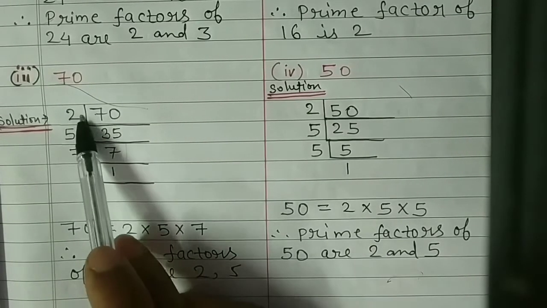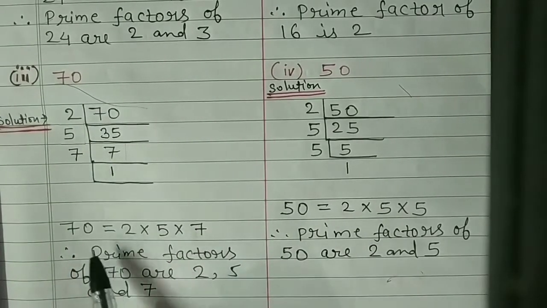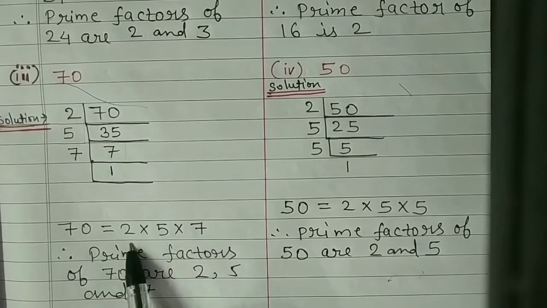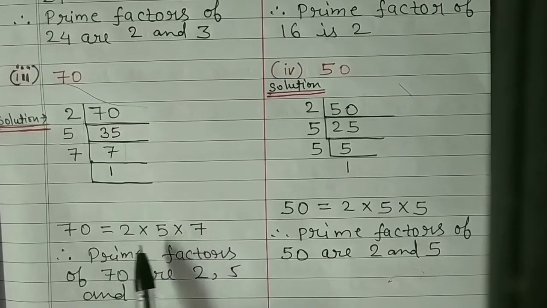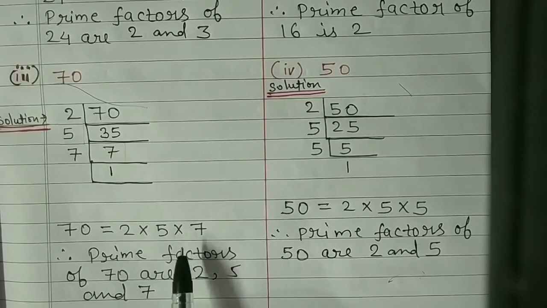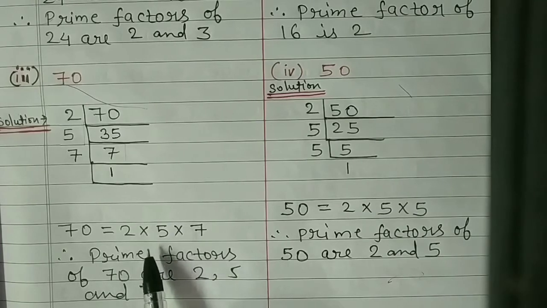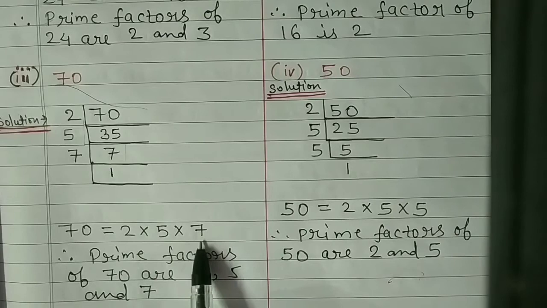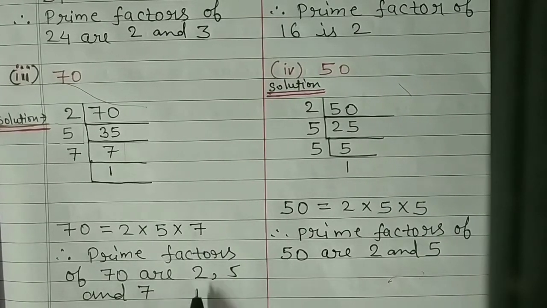Okay? So, these are the prime factors of this number 70. Okay? So, I have written here 70 equal to multiplication of these numbers 2 into 5 into 7. Okay? So, now we can see here in this line that what are the different prime numbers we see here? That the prime number 2, the prime number 5 and the prime number 7. Therefore, prime factors of 70 are 2, 5 and 7. Clear?